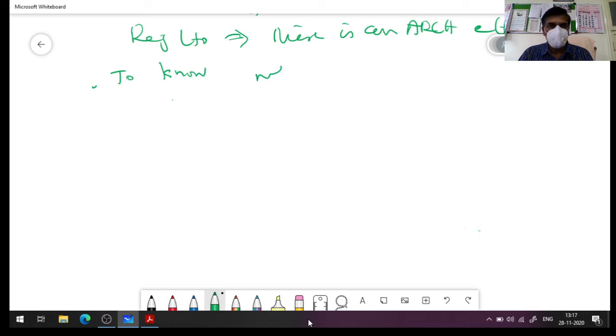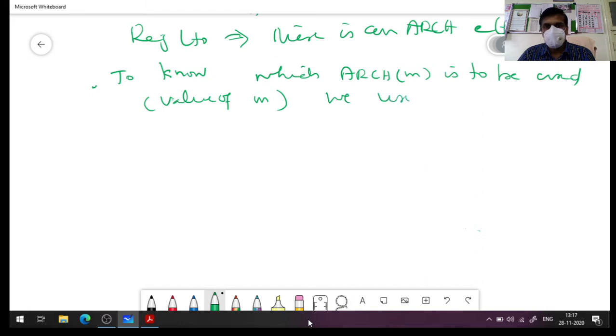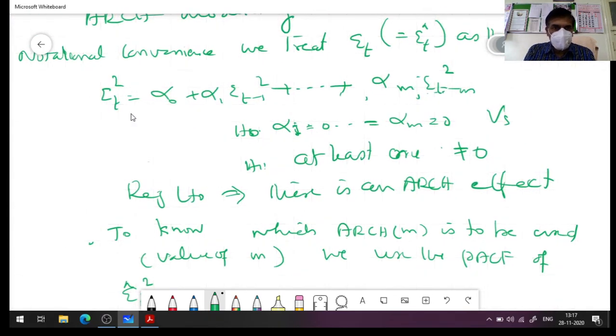to know which ARCH model, ARCH M, is to be used, that means the value of M, we use the PACF of epsilon t hat squared. We know that we can determine the order of an AR structure. You see here you have an AR kind of structure for epsilon t squared, so similar properties hold good here. So I can decide how many, like alpha 1, alpha 2, alpha 3. If alpha 3 is the highest value which is significant, I will consider order 3, ARCH 3.